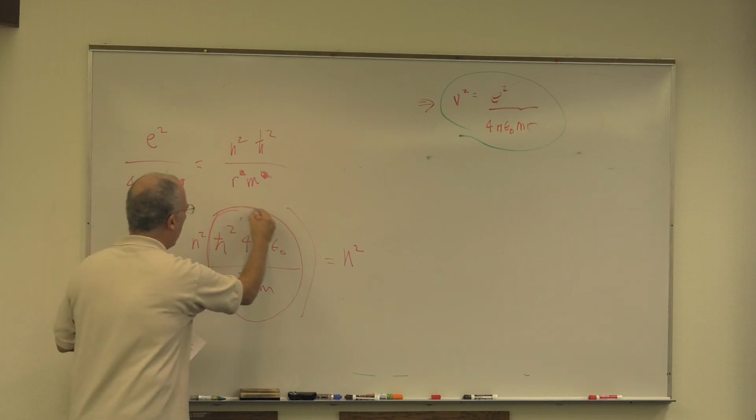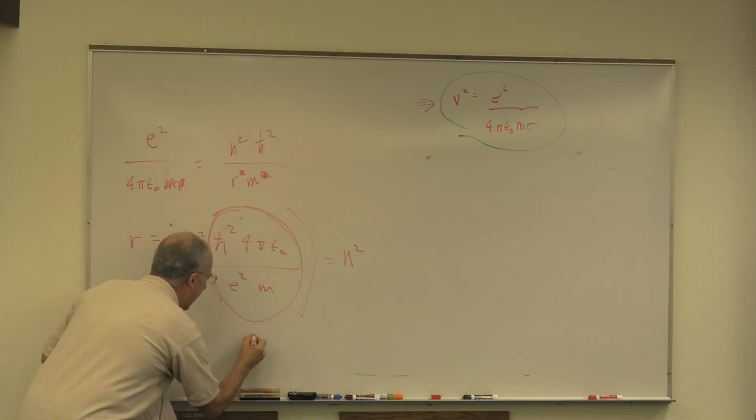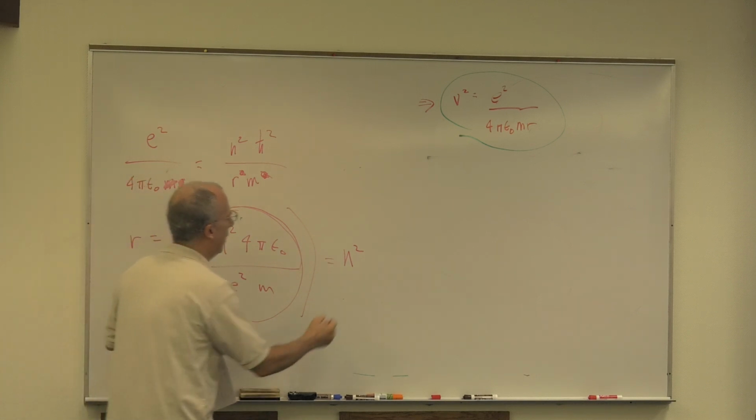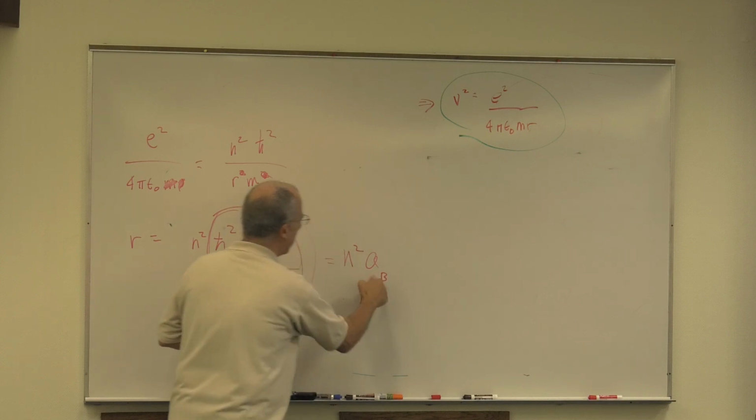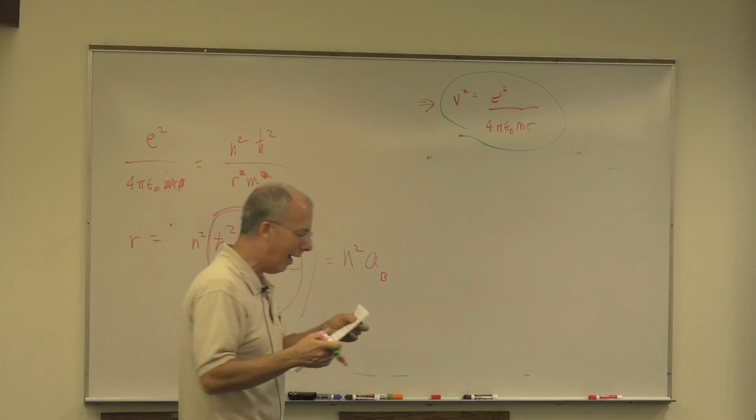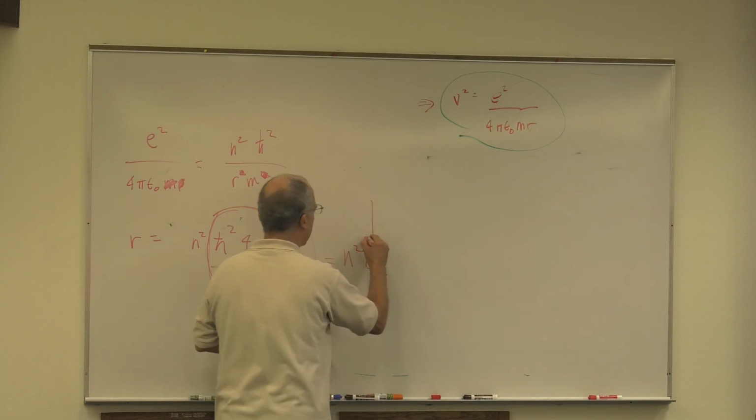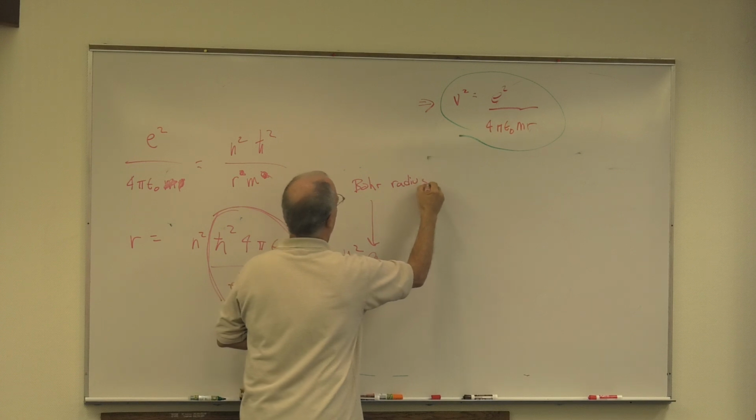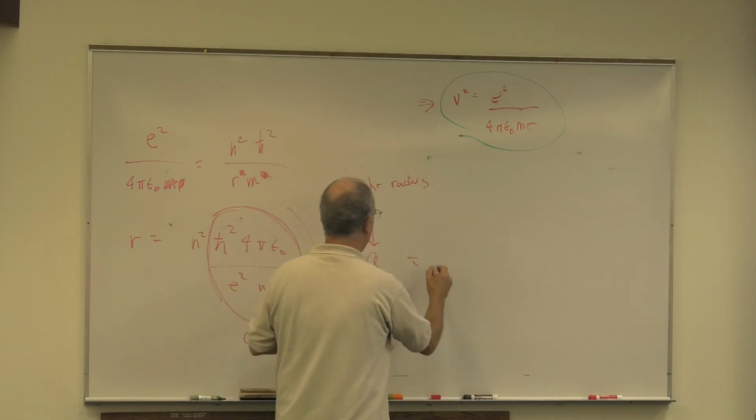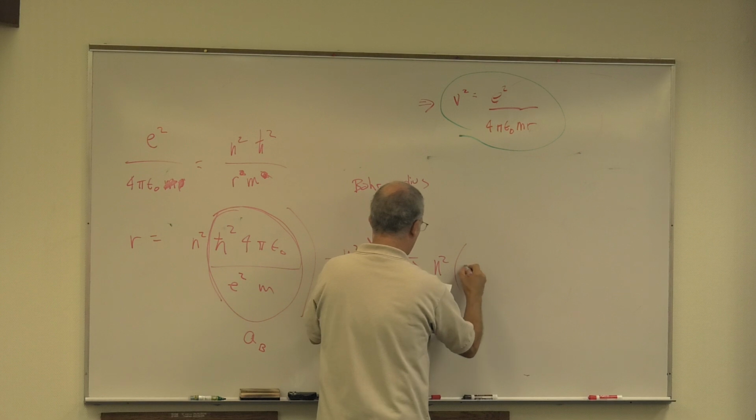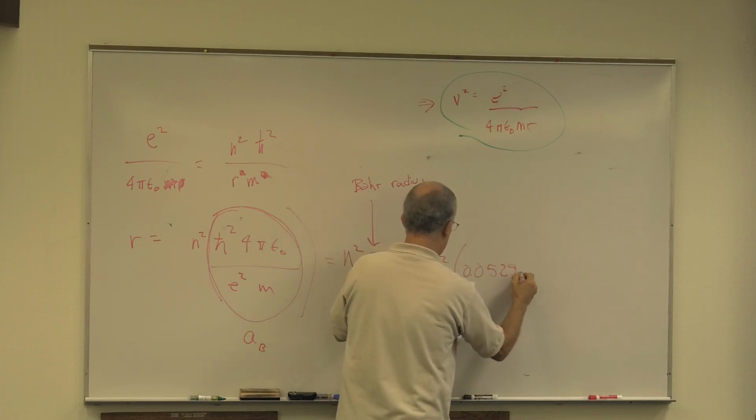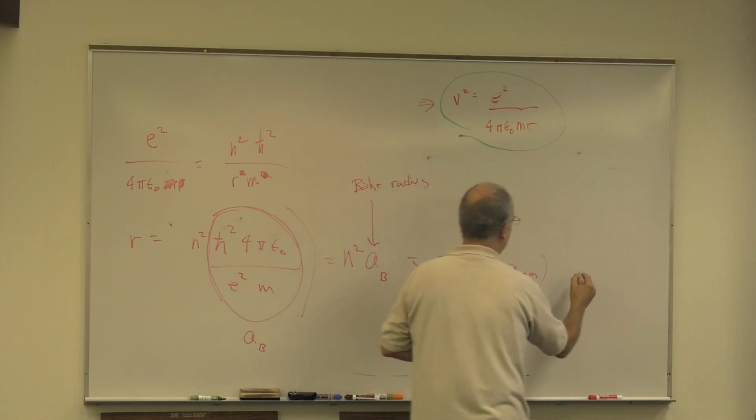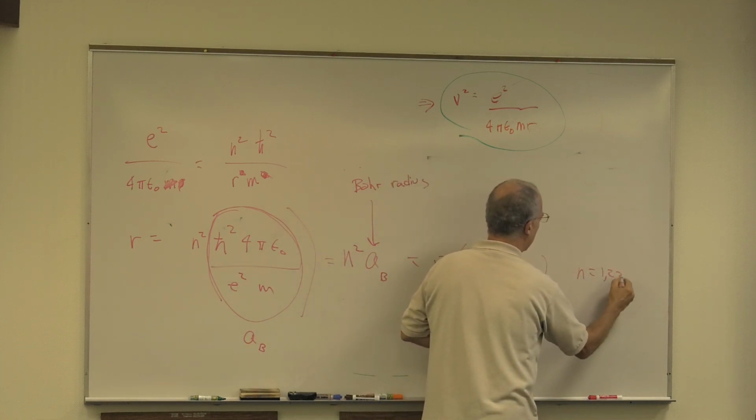So we're going to lump this whole thing together, and they're going to call it A sub b. I don't know why they didn't call it R sub b, but they call it A sub b. And guess what the b stands for? Bohr, all right? So this is the Bohr radius. And that's equal to n squared times 0.0529 nanometer. And again, your n is just our good old n, right? n equals 1, 2, 3, blah, blah, blah.